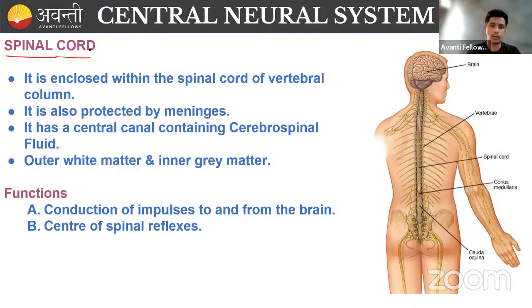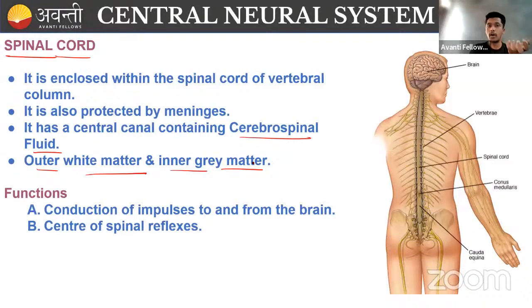The spinal cord is present within the vertebral column, correct? When we talk about the brain, I told you the brain is protected by cranial meninges, right? Similarly, we have spinal meninges that protect the spinal nerves. The spinal cord also contains cerebrospinal fluid. In the brain, the outer region was gray and the inner region was white. Here, the outer region is white matter and the inner region is gray matter.